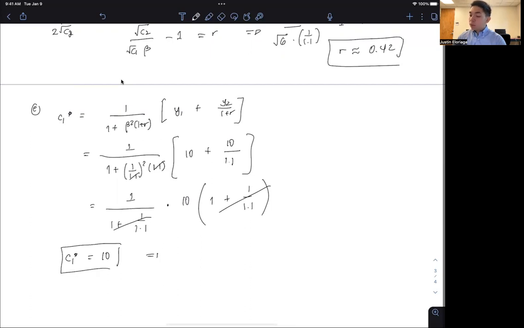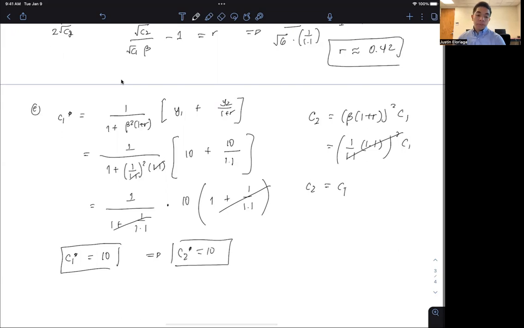Because we know that the Euler condition holds true, why is that the case? We know that C2 is equal to beta times (1 plus R) squared times C1. But beta is 1 over 1.1, and 1 plus R is 1.1, squared, so this will be equal to 1. So C2 should be equal to C1. Therefore, C2* is also equal to 10.